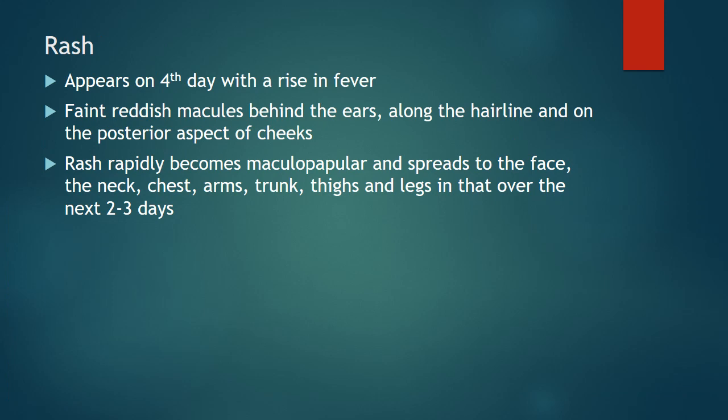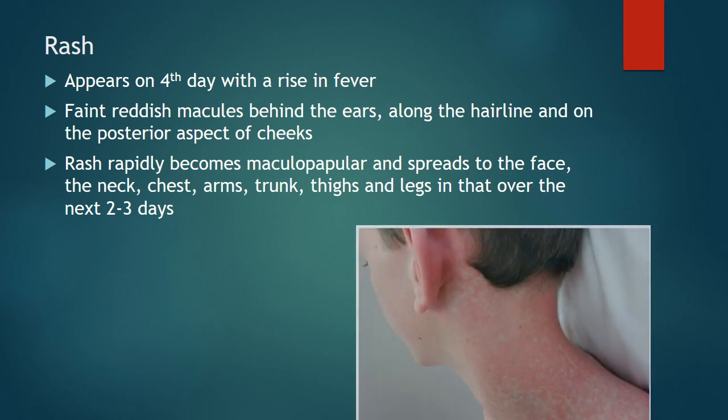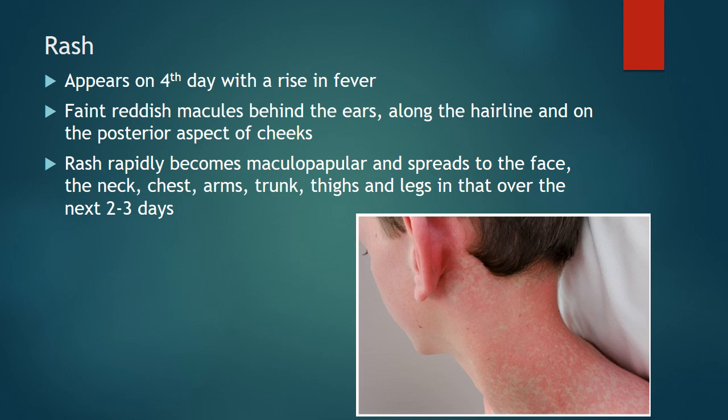So rash. The rash appears on the fourth day with a rise in fever. The rash is initially faint reddish macules behind the ears, along the hairline, and on the posterior aspect of the cheeks. The rash rapidly becomes maculopapular and spreads to the face, neck, chest, arms, trunk, thighs, and legs, in that order, over the next 2 to 3 days. You can see in the picture, this is the rash appearing behind the ears, along the hairline.